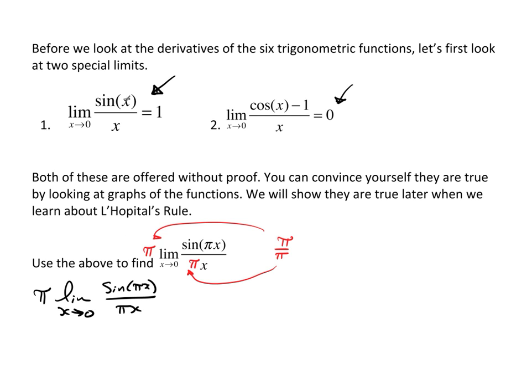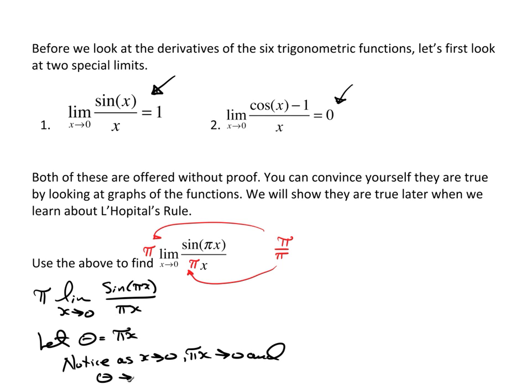Well, this looks an awful lot like this, but not quite. So I'm going to make a substitution here. I'm going to say let theta equal pi x. And notice, as x goes to 0, pi x goes to 0, and obviously theta goes to 0. So when I do that, I end up with pi out here times the limit as theta goes to 0 of sine of theta over theta.